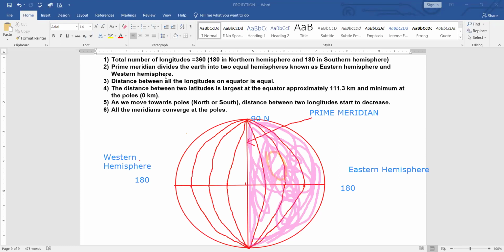Clear? Then next is the prime meridian. This is the line, the prime meridian. It is dividing the whole earth into 2 equal halves, eastern hemisphere and western hemisphere. Third, the distance between all the longitudes on the equator is equal. Remember we marked equal distance on the equator, and then only we made them. Then fourth is the distance between two longitudes.